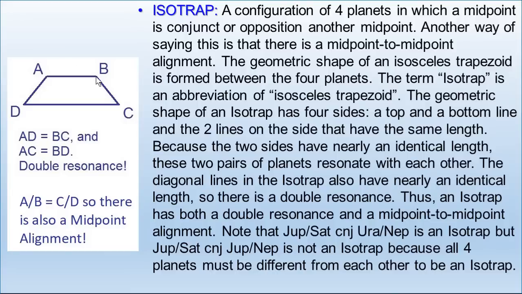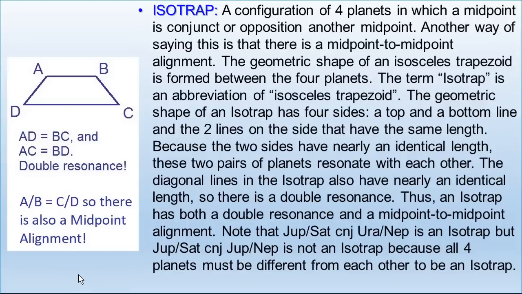I mean, it's obvious. What we're assuming here is that this side, BC, the length from planet C to planet B, is the same as the length between planets A and D. So when these 2 lengths are the same, when you have 2 pairs of planets that are separated by the same angular distance, you will also have a midpoint to midpoint alignment. There is that word, alignment. So here I've written it at the bottom of this diagram on the left side. The AB midpoint equals the CD midpoint, so there is also a midpoint alignment.